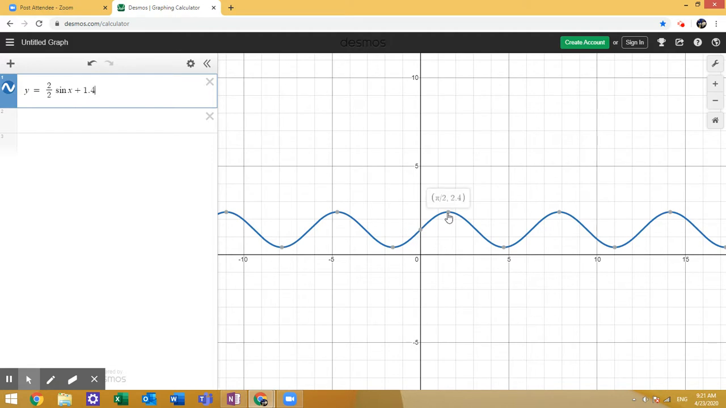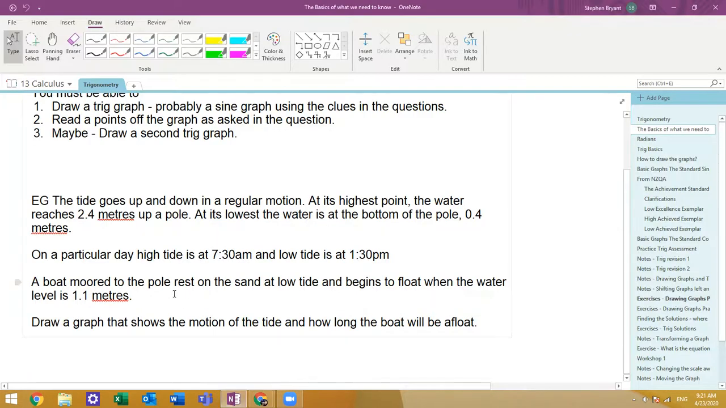So the height of my graph is all the way up to 2.4 meters, that's high tide, and falls down to 0.4 meters at low tide. So there's my values there in the right place, but we have a bit more information. We don't go across in terms of pi, we go across in terms of hours. So I'm going to need to change that somehow.